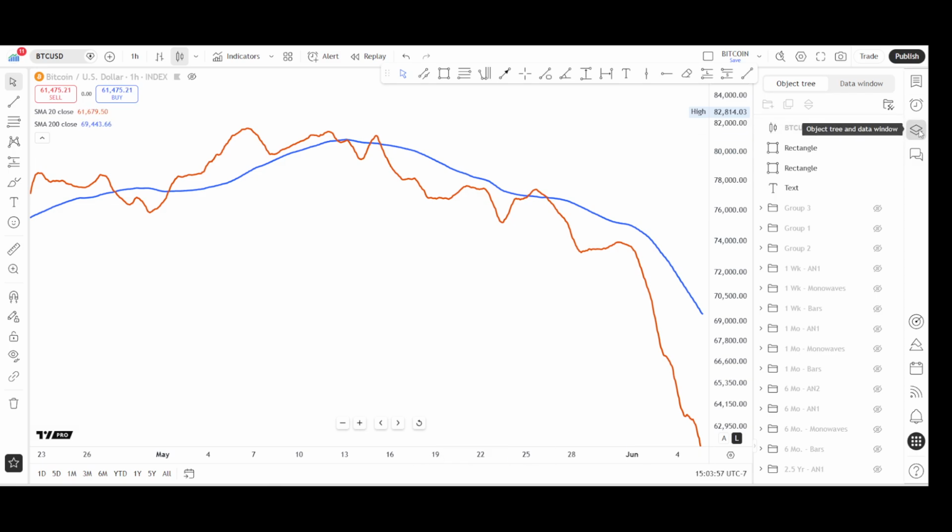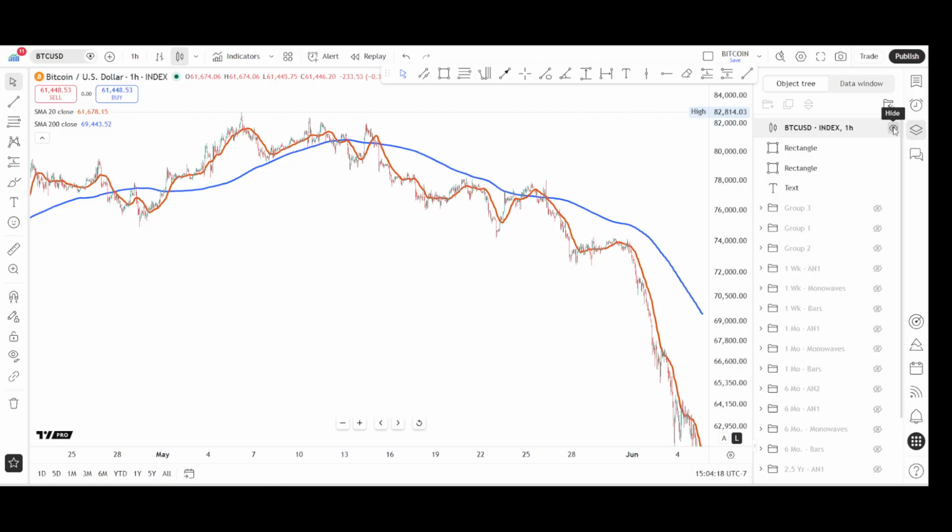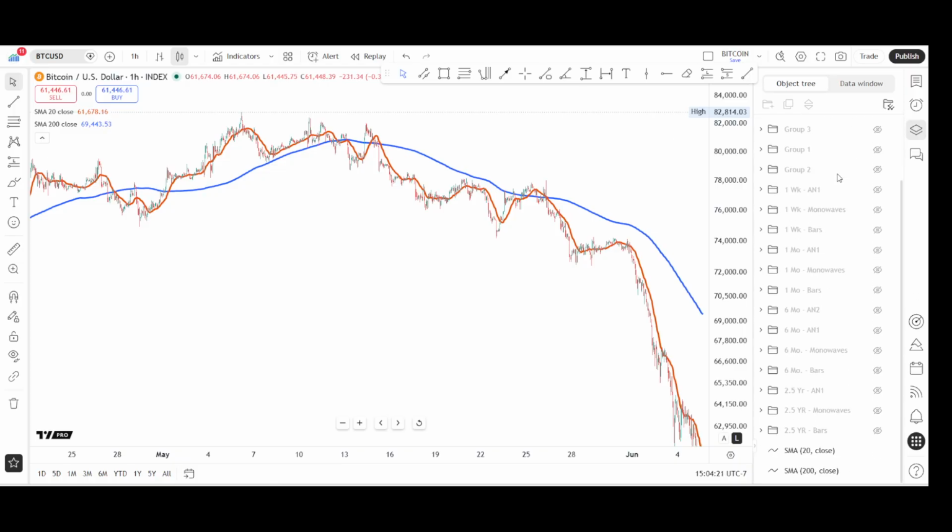Over here on the right-hand side, you'll see this panel. It's called the object tree and data window, but it's basically a panel. It's all on and off. Inside this panel, you're going to see the market itself, these little candles. The market has a little eyeball on and off. You can turn the market on and off there.